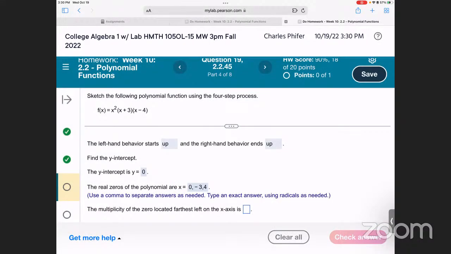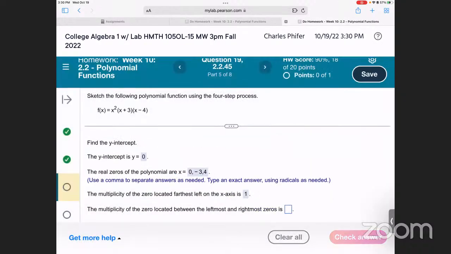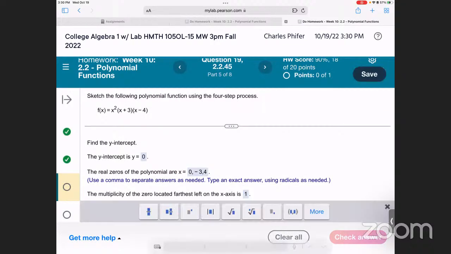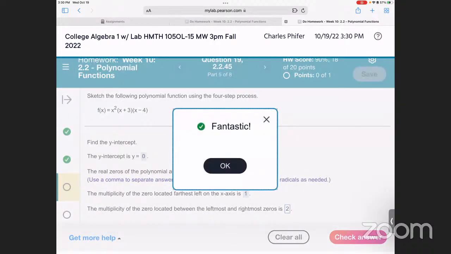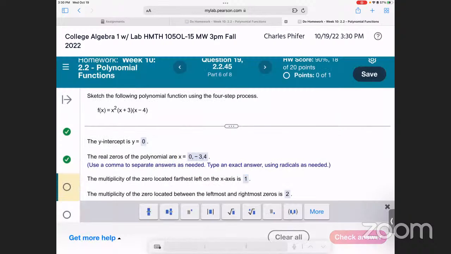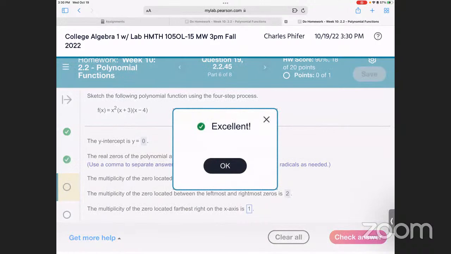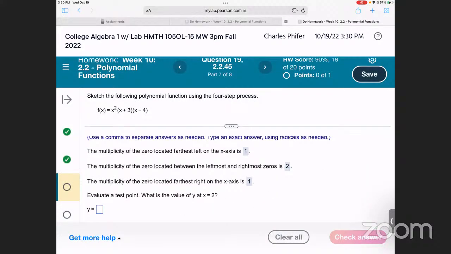The multiplicity of the zero located farthest on the left: that -3 has a multiplicity of 1. The middle zero, which is 0, has a multiplicity of 2. And the farthest right one, which is when x is 4, has a multiplicity of 1. So that means the graph is going to cross, bounce, cross.